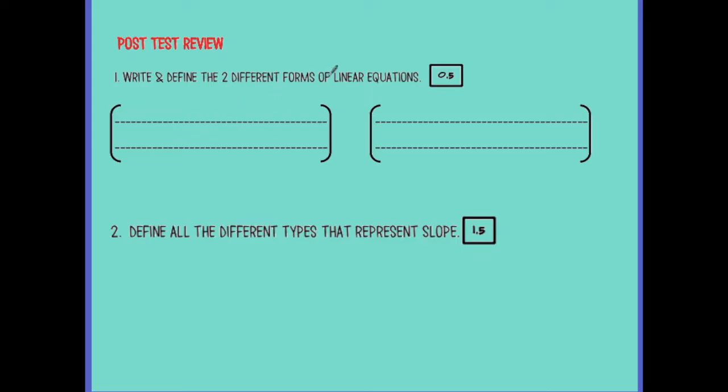First one, define two different forms of linear equations. The first one we looked at was for proportional equations, and that's simply y equals kx. The next one that we looked at was when we have our slope and our intercept. So this was slope-intercept form: y equals mx plus b. Now, if you missed those at first, they probably sound really familiar now.